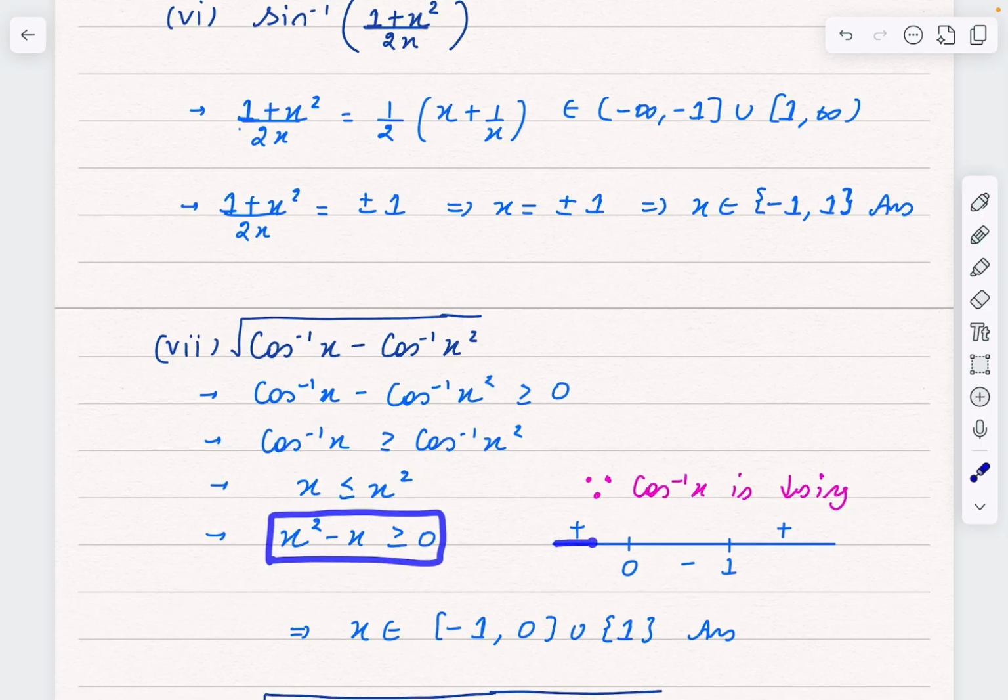Use wavy curve here. Roots are 0 and 1. Positive, negative, positive. You want greater than or equal to 0. And x obviously will lie between minus 1 to 1 also. So less than 0, that means minus 1 to 0, or only 1. More than 1 we cannot take, but we can take equal to 0 also, no? So at x equal to 1, it will be 0, so it will be true. So the final answer is closed minus 1 to closed 0, union 1. I hope it is clear, guys. Next.